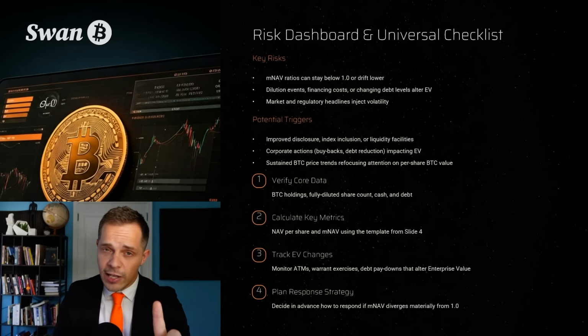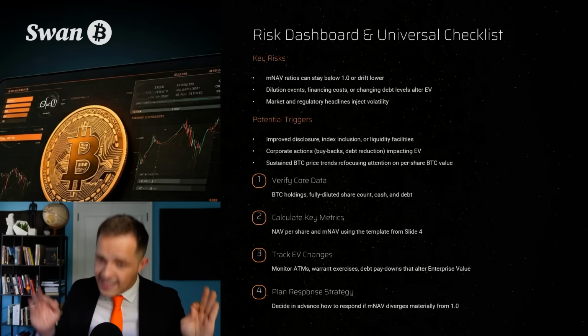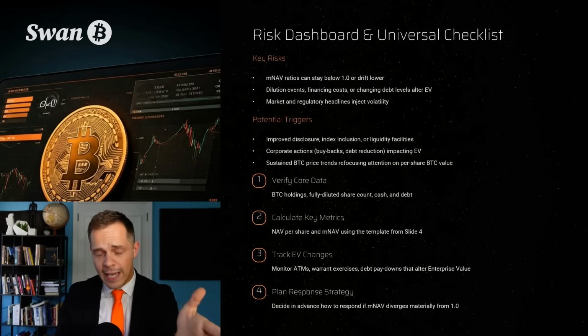You can use that clarity to inform but not predict, and revisit the math whenever the inputs change.